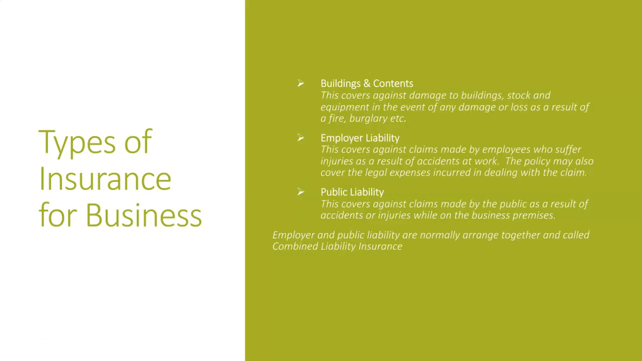And the next one is public liability. This covers against claims made by the public as a result of accidents or injuries while on the business premises. Employer and public liability are normally arranged together and called combined liability insurance. So these are all the types of insurance for business. Let's move on to the next slide.